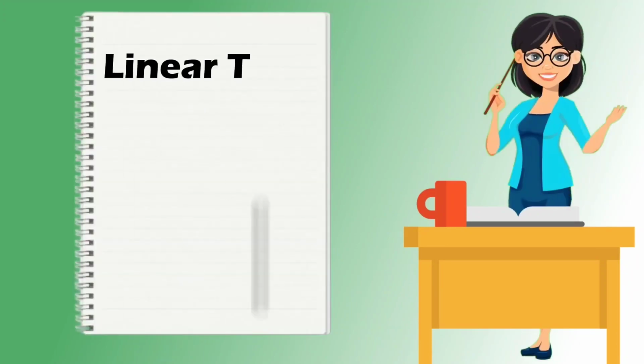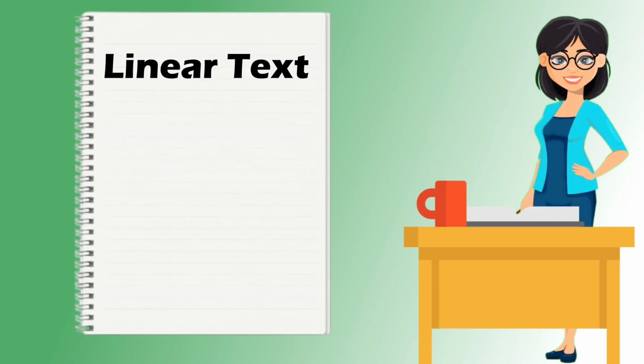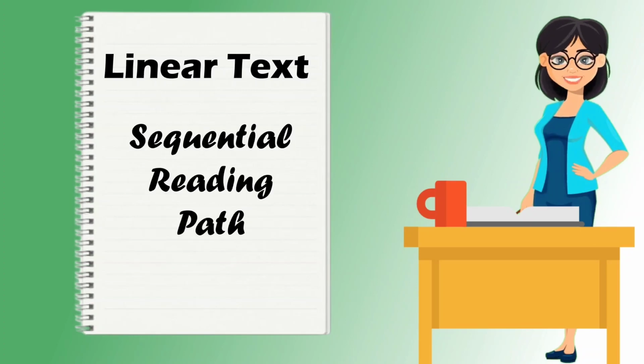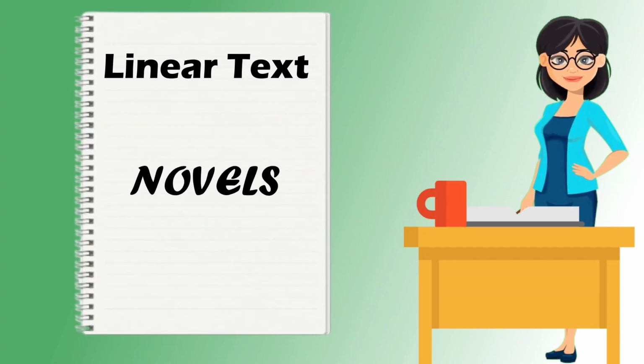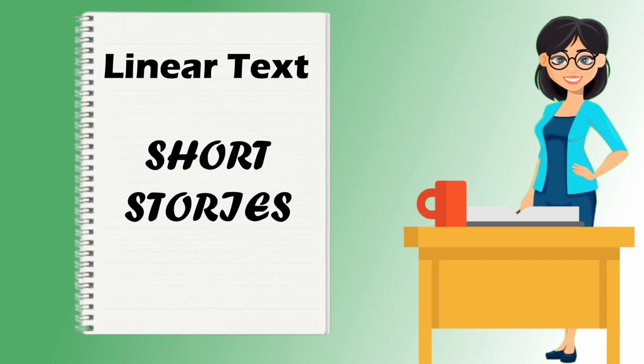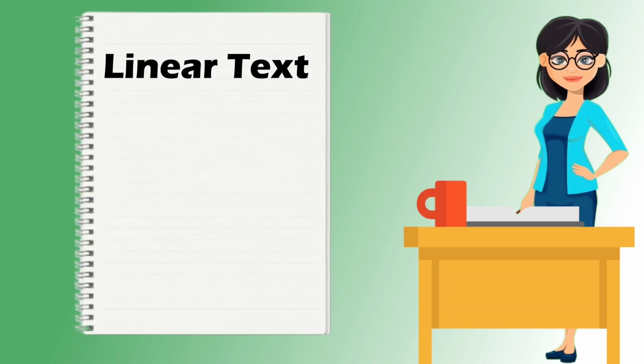A linear text refers to traditional text that needs to be read from beginning to end in order to make sense of its content. It follows a sequential reading path where the reader tries to make sense of the text through grammatical arrangement and relationship of words. The common examples of this type include novels, poems, short stories, letters, and educational texts.